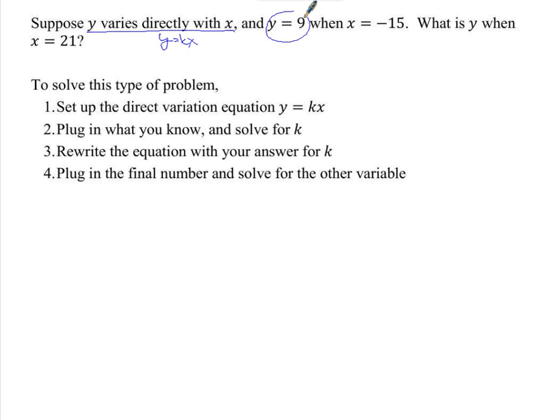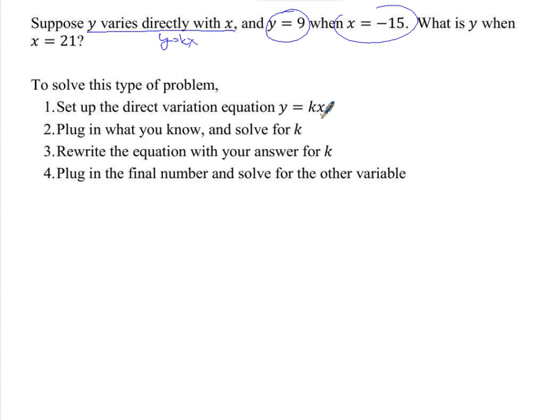That means that you can take this information right here and plug it in to this equation and figure out what k is. Once you figure out what k is, then you have the actual direct variation equation. And once you have that, then you can find any value they throw at you. What is y when x is 21? Who cares? I'm going to plug the 21 in here. I have my k, simplify it down, and I'll have my answer. They can throw anything at you once you have that equation. And that's what I'm trying to tell you here.